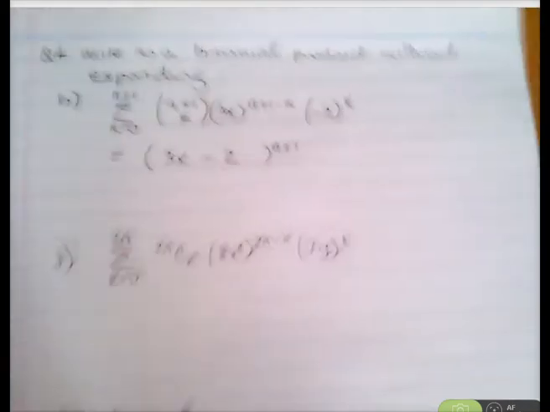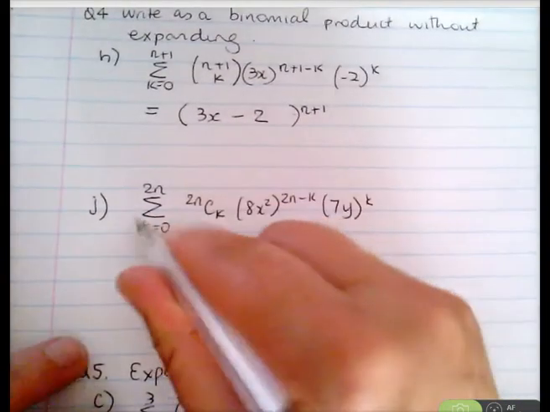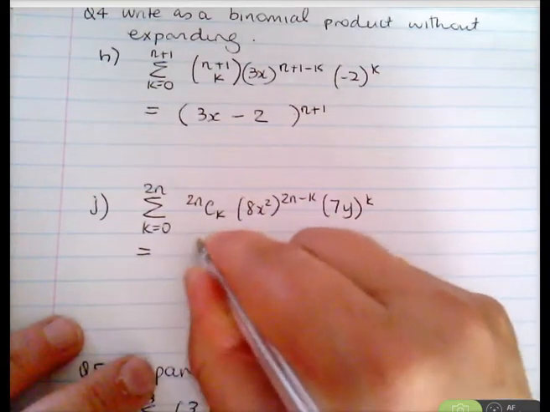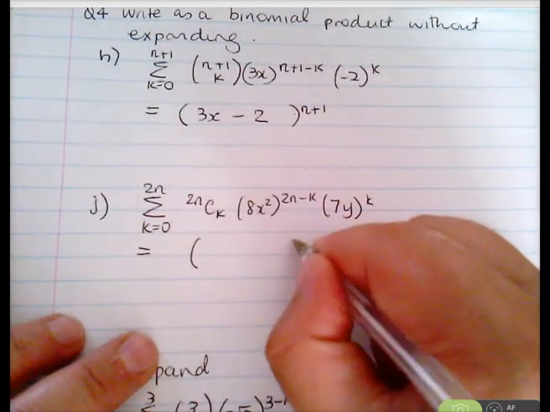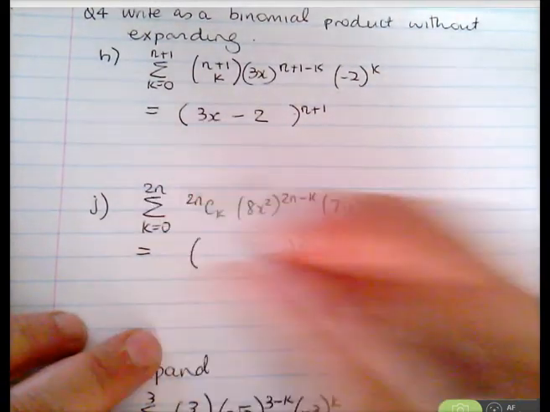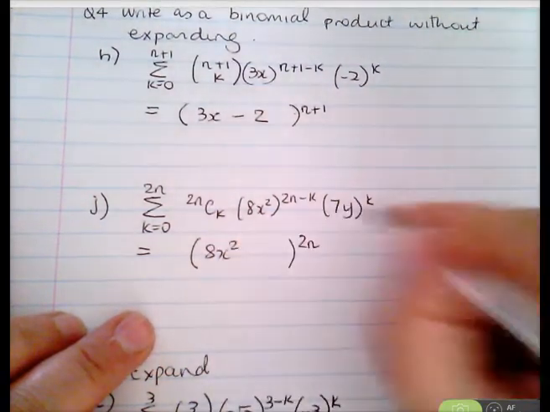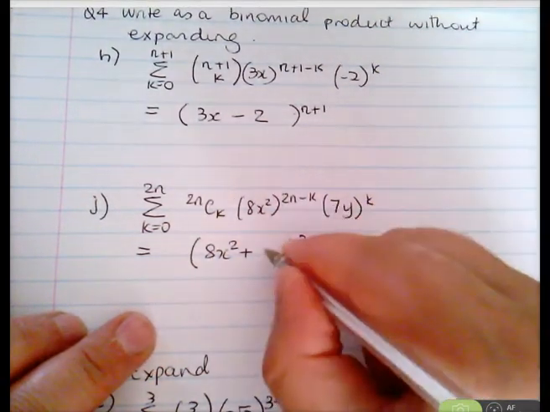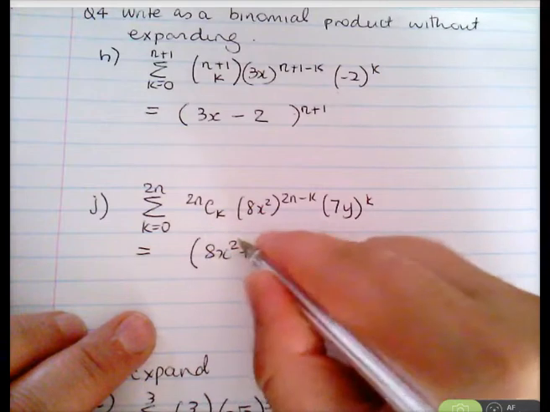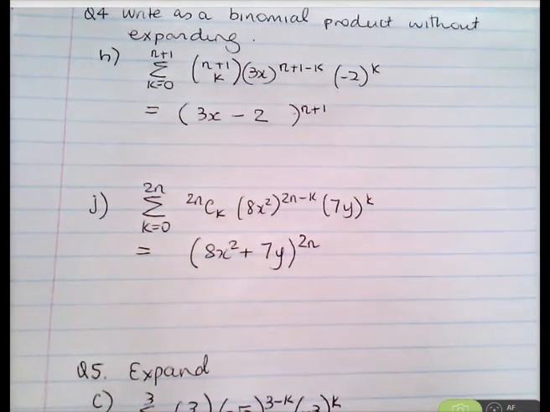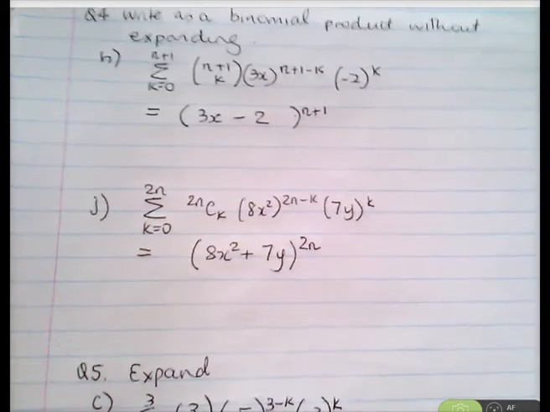So it's 3x minus 2 in brackets to the power of n plus 1. And this one here, this is question 4j, writing this as a binomial product without expanding. Our power we can see is 2n. Okay, we're going from k is 0 up to 2n. Our first term is ax squared, and this is a positive second term, so it'll be 8x squared plus 7y all to the power of 2n, and that's just writing that as a binomial product.